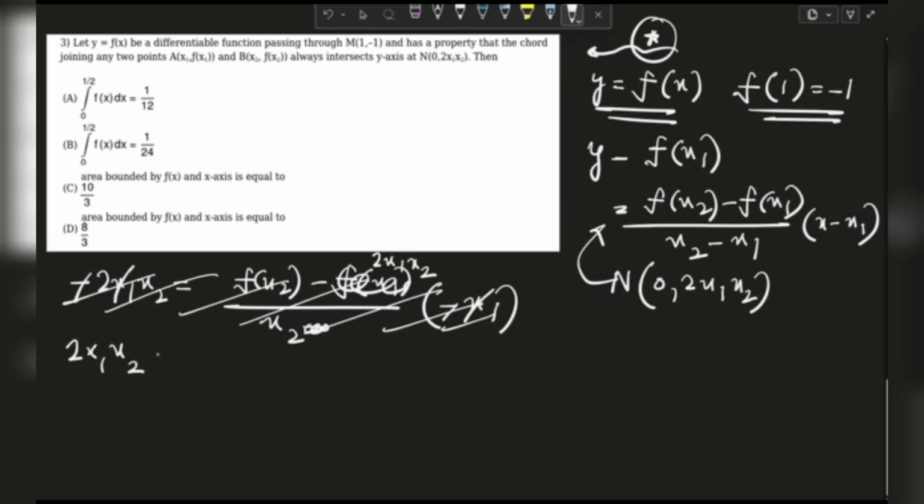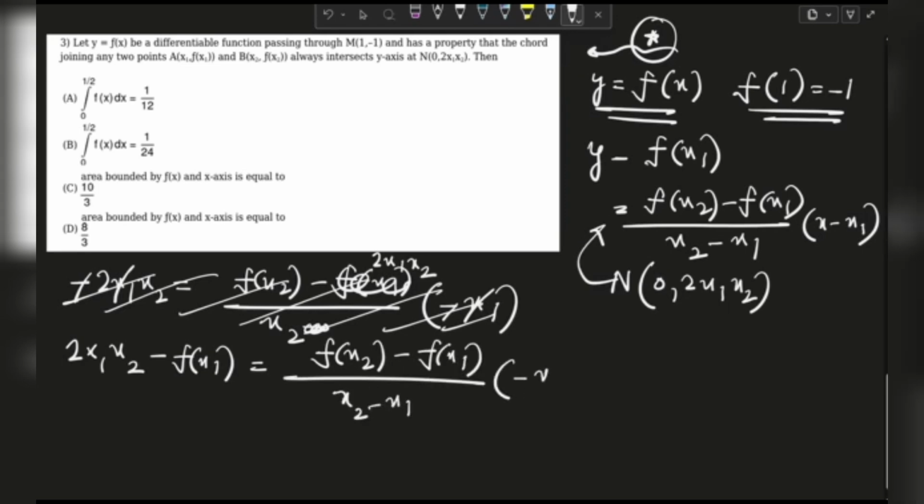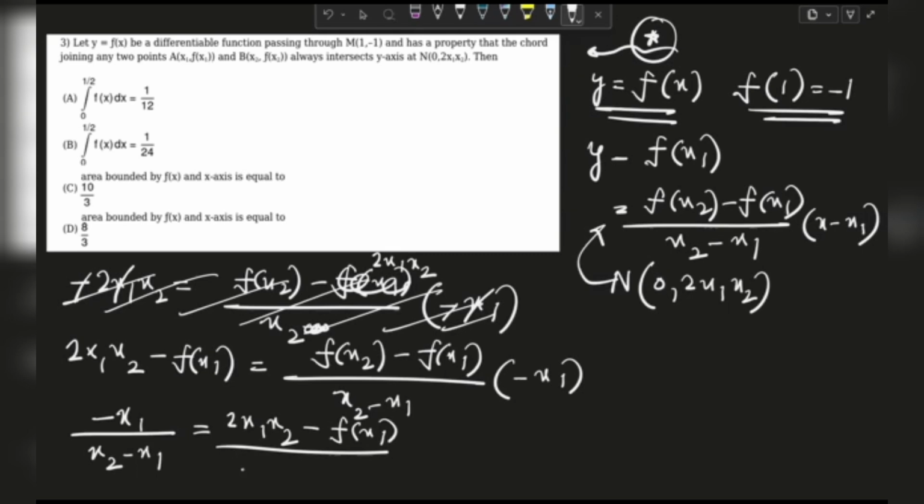This thing is 2x1x2 minus f of x1 equals f of x2 minus f of x1 by x2 minus x1 times minus x1. And now I can rearrange this to this form: minus x1 by x2 minus x1 equals 2x1x2 minus f of x1 by f of x2 minus f of x1.